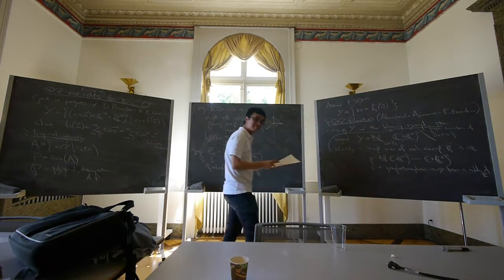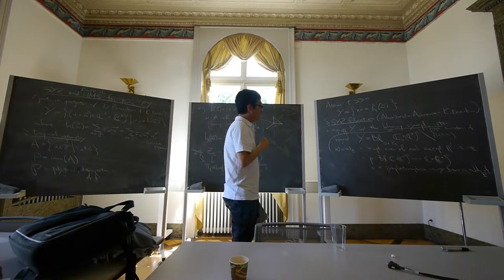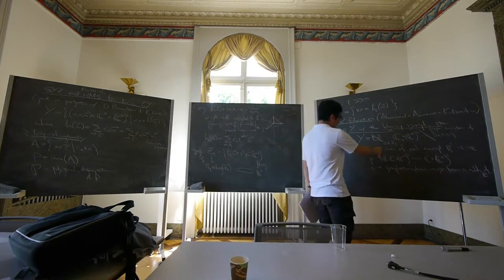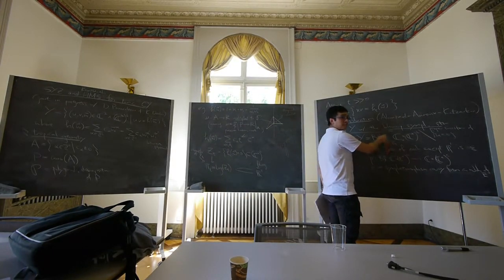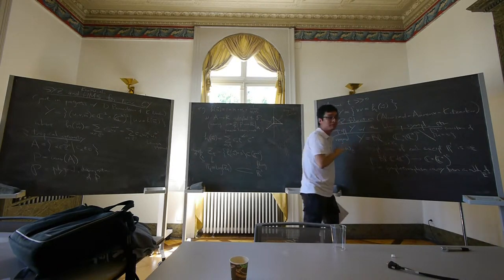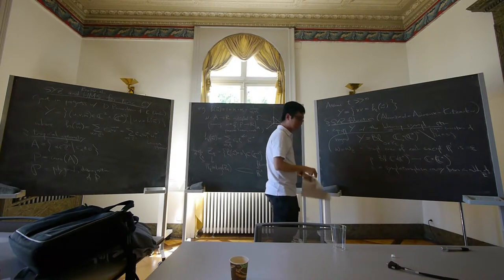Okay? What is the exceptional P1? For each point in this codimension 2 set, you look at the preimage, that's the exceptional P1.